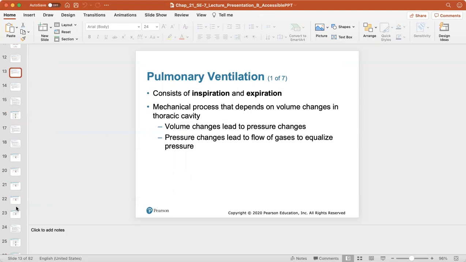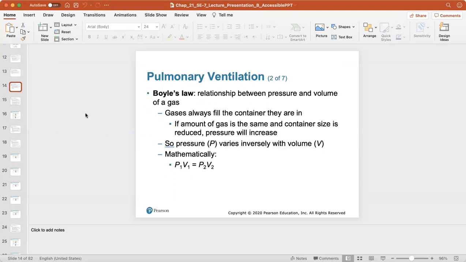These volume changes will lead to pressure changes, and the pressure changes will lead to the flow of gases to equalize the pressures. So for pulmonary ventilation, we use the relationship of Boyle's law, which is the relationship between pressure and volume. Gases will always fill the container that they're in. So if the amount of gas is the same and the container size is reduced, pressure will increase. So pressure varies inversely with the volume.